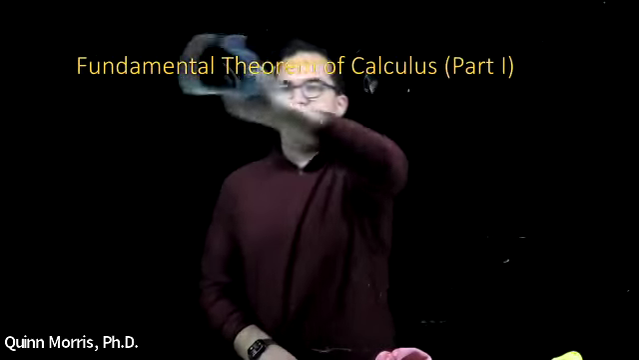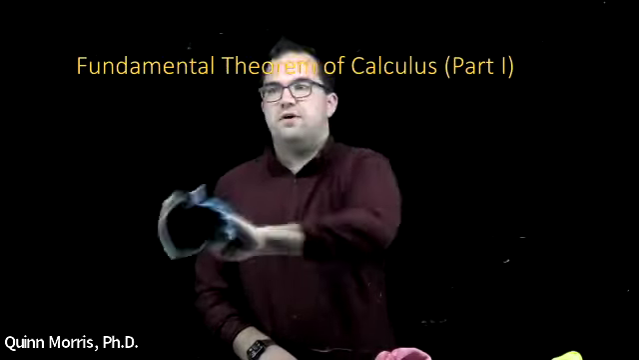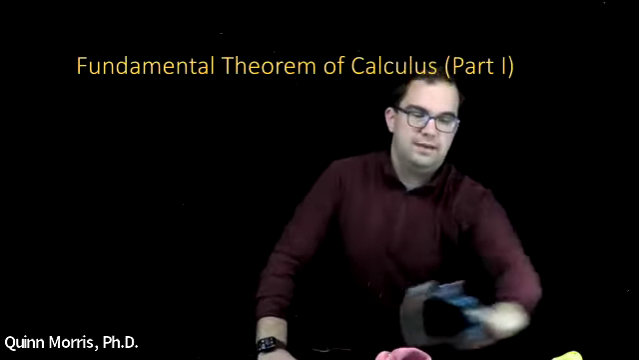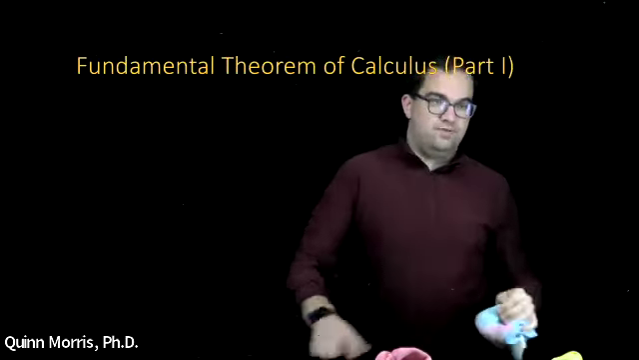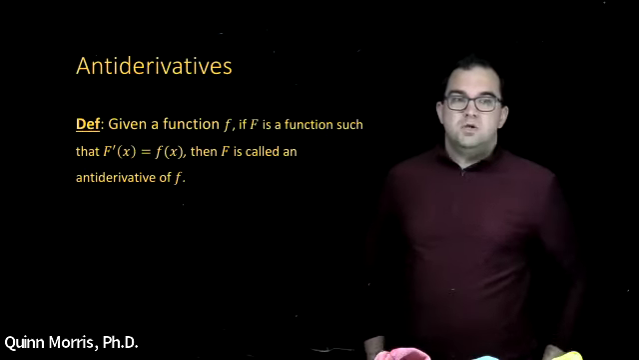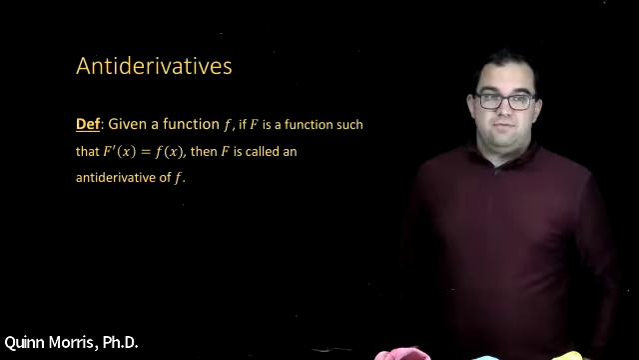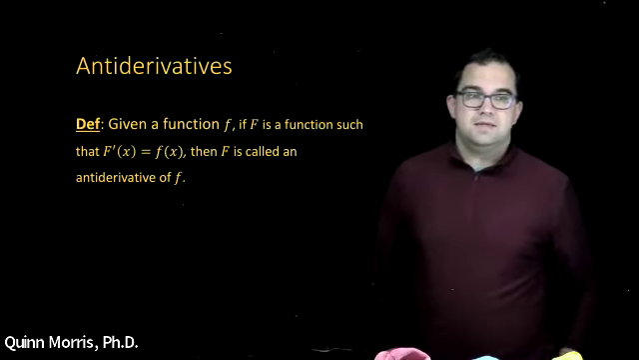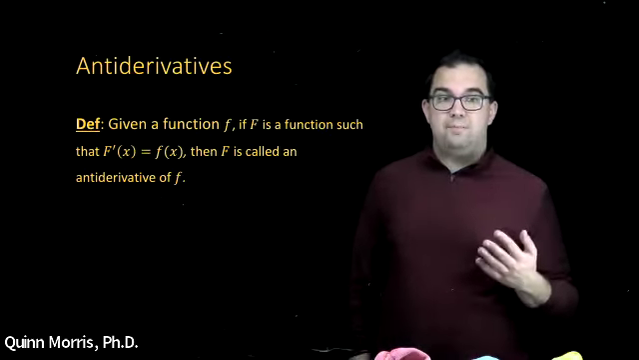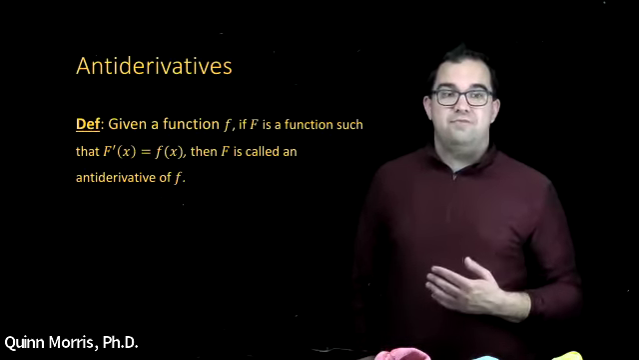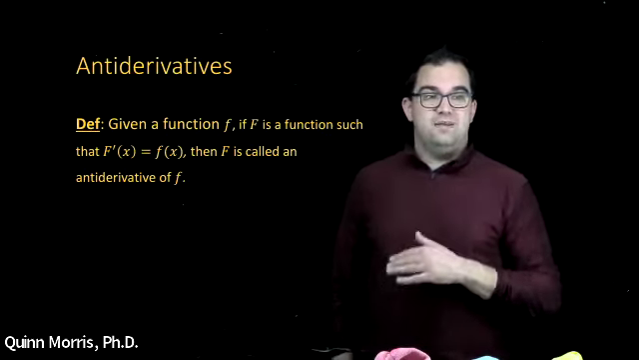So this function A of x, again, is a very nice function. And in particular, it's what we're going to define as an antiderivative. So it's an example of something called an antiderivative. So given a function little f, if a function capital F is a function such that capital F prime of x is equal to little f of x, then capital F is called an antiderivative of f.